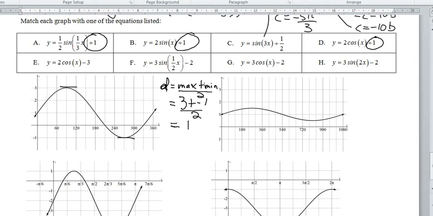Oh, and there's cosine graphs too. Okay, we need more information, right? The 1 isn't enough, but let's figure out the amplitude. So this will be max minus min over 2, which is 3 minus negative 1 over 2. And how much is 3 minus negative 1 divided by 2?